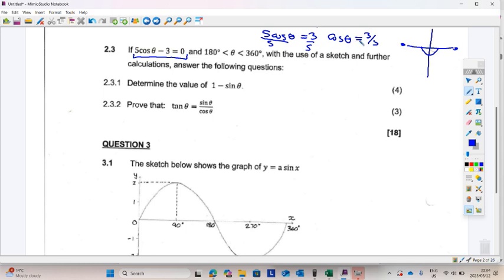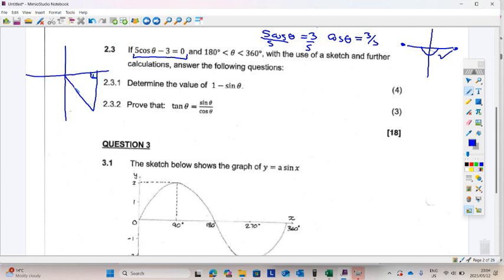Which quadrant should we go to? Our theta there, our cos theta is positive. If it is likely to be in one of these two quadrants, then it definitely has to be here, because it's saying cos theta is equal to 3 over 5, which is positive. Cos theta is positive in the fourth quadrant. So let's draw our diagram there.